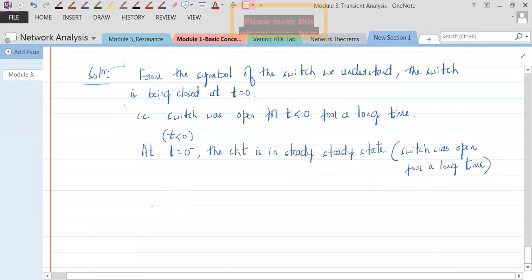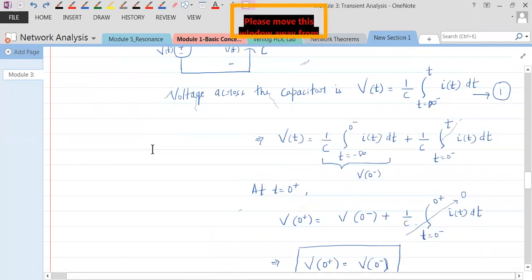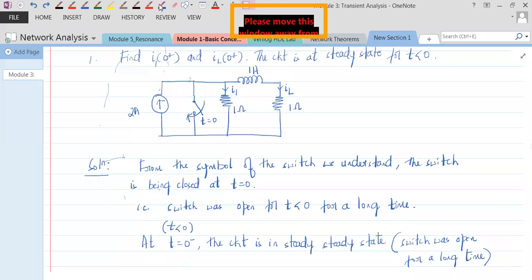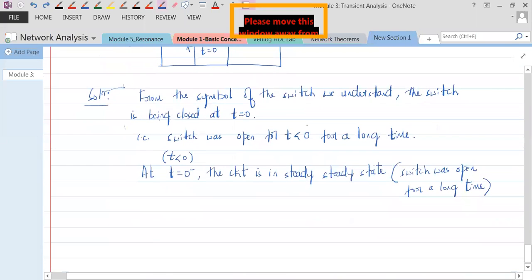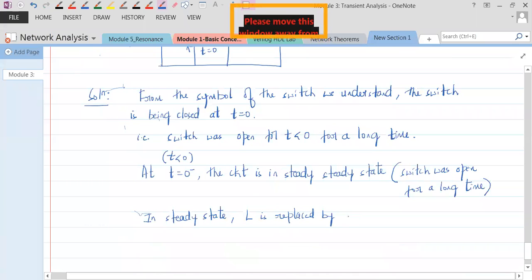In steady state, everybody write this: in steady state, L is replaced by a short circuit.